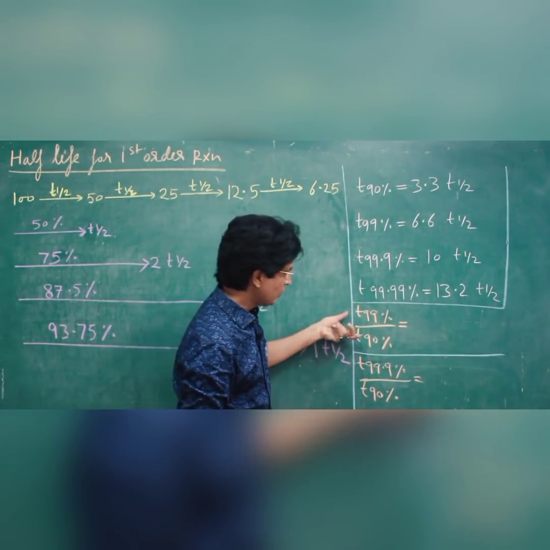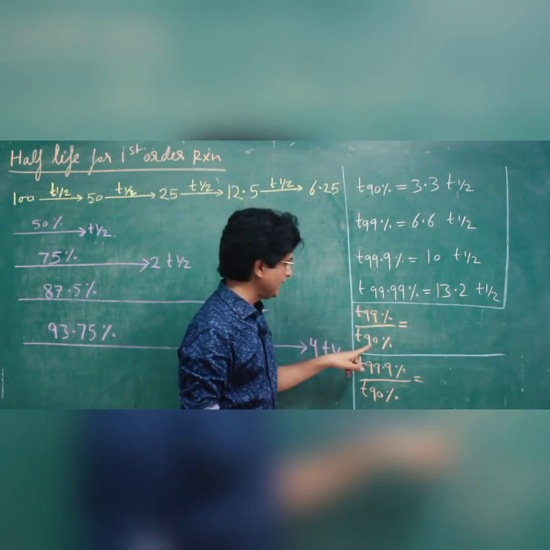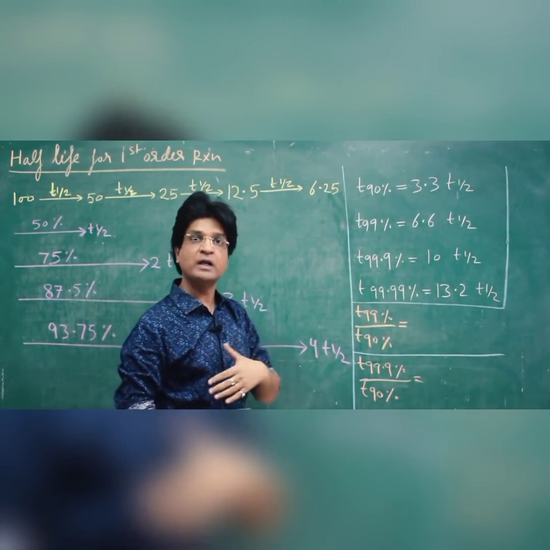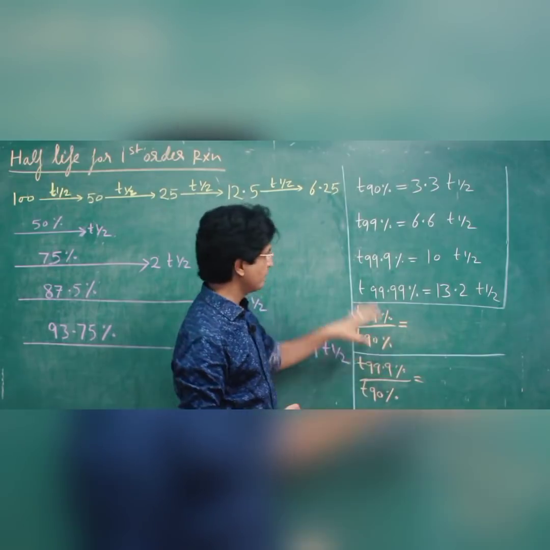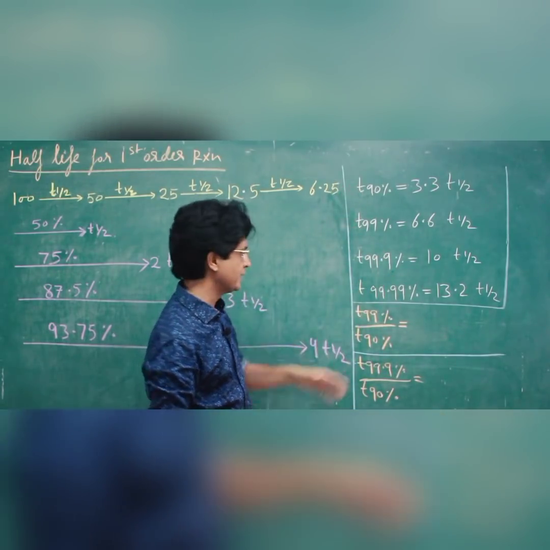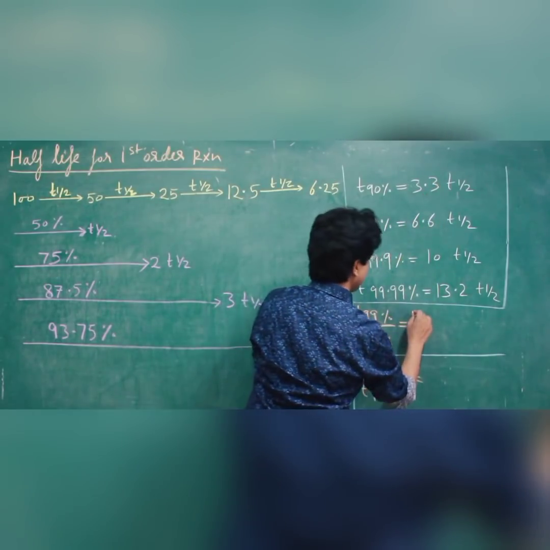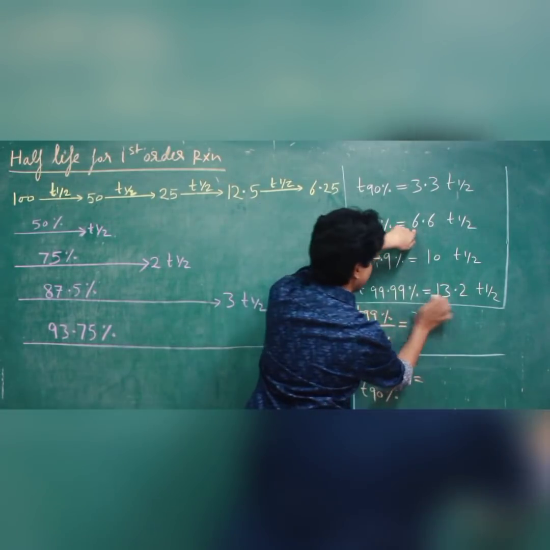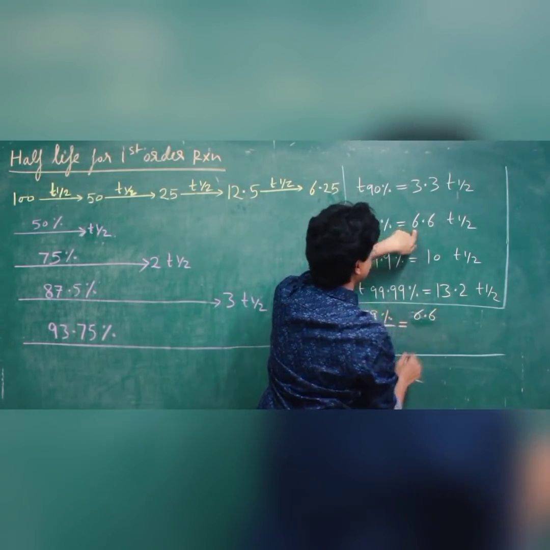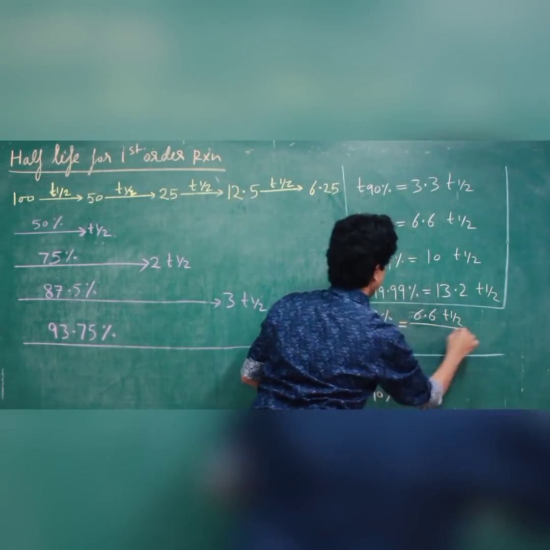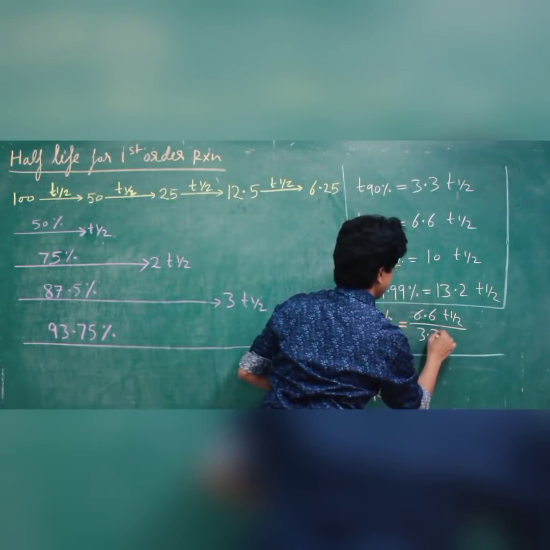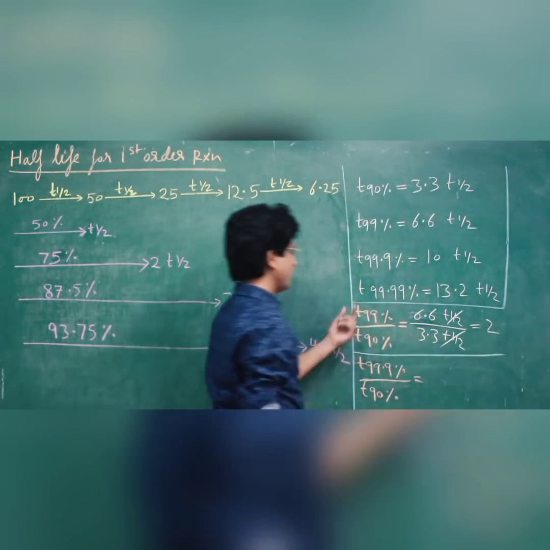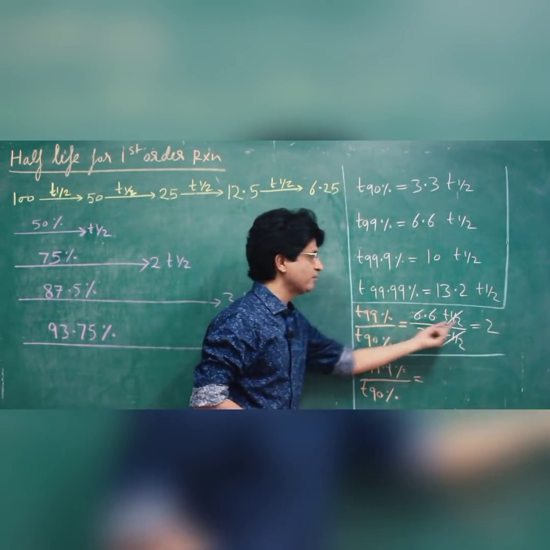One year they asked, what is the ratio of t 99% and t 90%? There is the conventional method, which can take you a lot of time. But if you remember this data, see how simple your job is. t 99% is 6.6 half-lives upon t 90%, 3.3 half-lives. The half-life cancels, and this will be 2. So the ratio of t 99% upon t 90% will be 2.